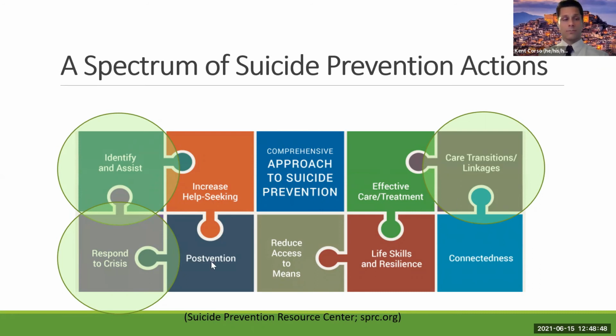Then we have postvention. Postvention is something intended to prevent a contagion. So after there's a suicide, we process it a bit. It helps people gain some closure and prevents it from really blowing up and becoming a contagious thing. Then we have effective care and treatment.